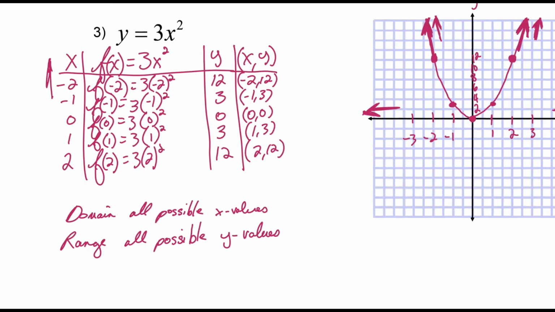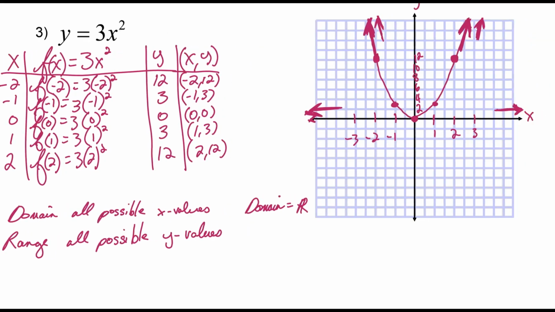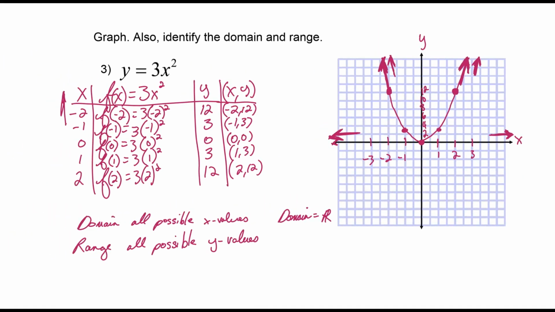So what we say about that, we would say that our domain is going to be equal to all real numbers, because it's going to contain everything across the entire number line on the x-axis. It continues off to negative infinity, it continues off to positive infinity. So we use this funny looking R with a line in it, indicating that we are going to have all real numbers in our domain. Our range now, we've got our range. That has all of our possible y values.